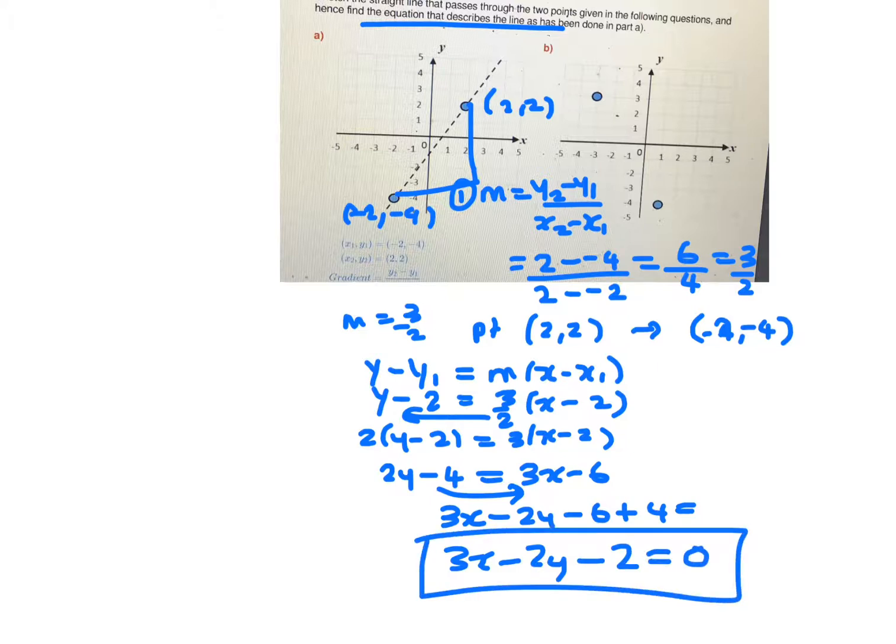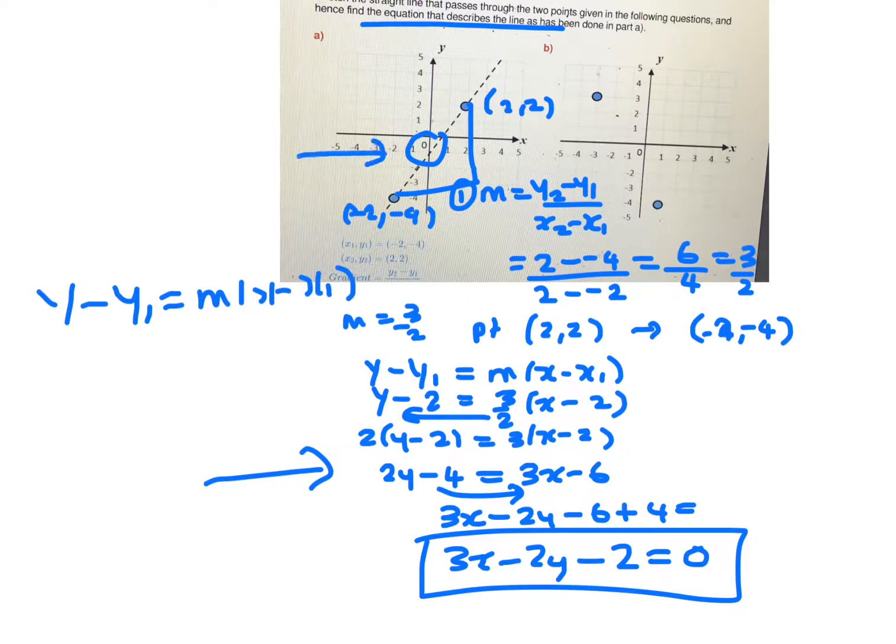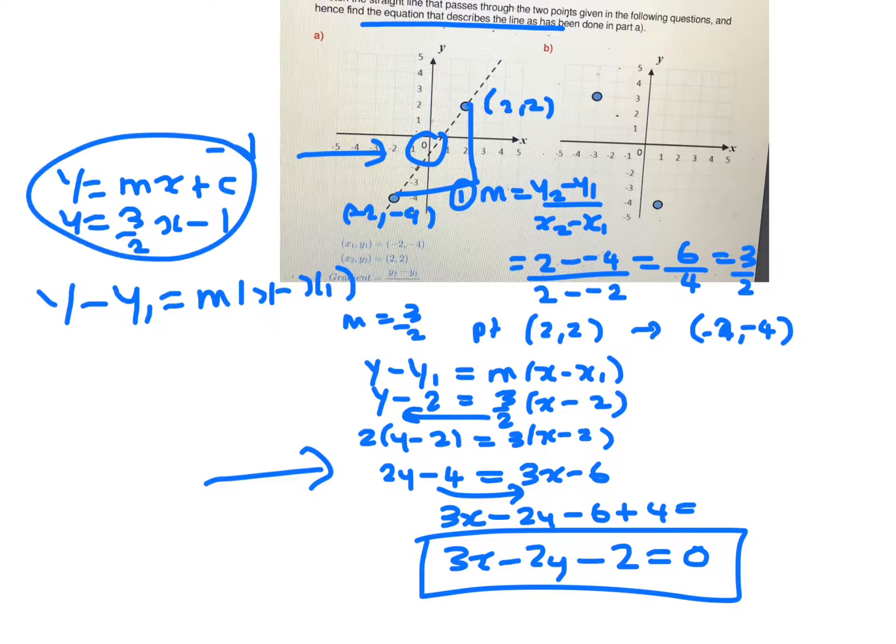So I know they use the y-intercept, but you can just use this formula. I think this formula is a more efficient way of doing it. The y-intercept there is minus 1. You may not always have the y-intercept. So that would have been using y equals mx plus c: y equals 3 on 2 x minus 1.